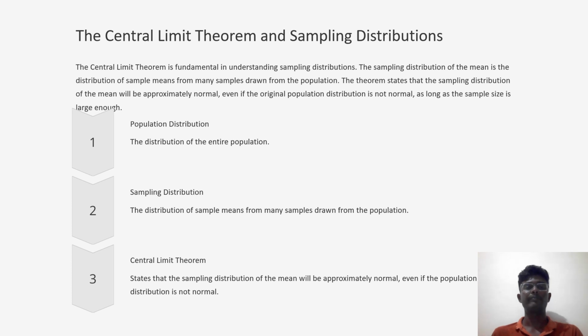Population distribution, the distribution of the entire population. Sampling distribution, the distribution of the sample means from many samples drawn from the population. The central limit theorem states that the sampling distribution of the mean will be approximately normal, even if the population distribution is not normal.